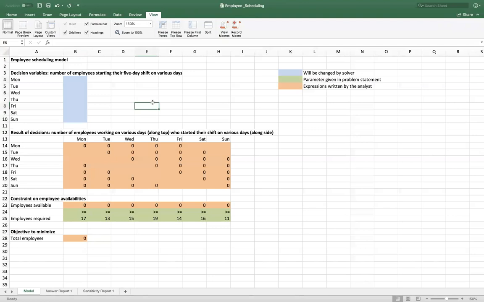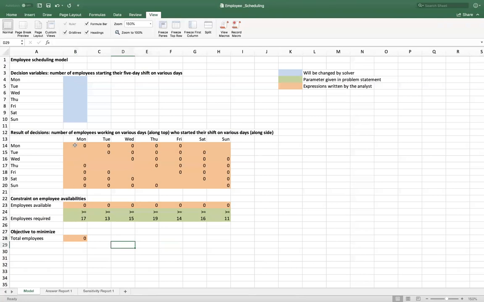So the objective function is basically, I think the easiest among these things, the summation of all the employees who are going to start on each of these days. Here the decision variable is the number of employees who are going to start on that day, and once they start on that day, including that day, they will be available for 5 days. So for this one, the objective function is going to be the summation of these 7 rows, right?